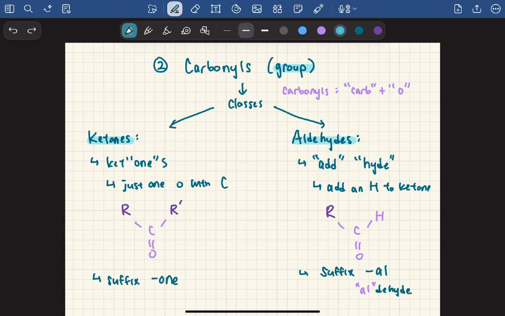And the other one, aldehydes, you're also going to have the carbon and the oxygen. But if you look at the name, it kind of sounds like add-hyde. So you have to add a hydrogen to the ketone, which means that one of the R's becomes an H. And the suffix is al. Al, it's going to be read ol, but it comes from the al of aldehyde. That's how I think about it.